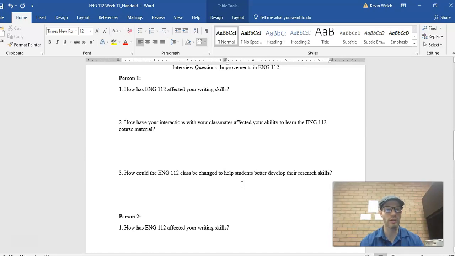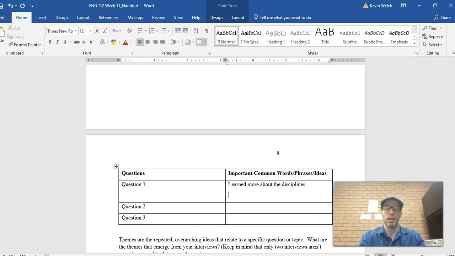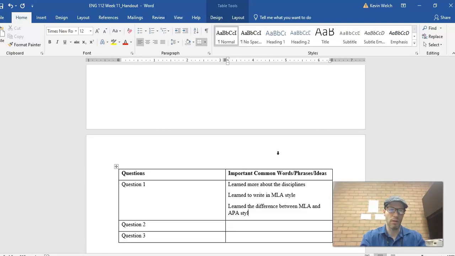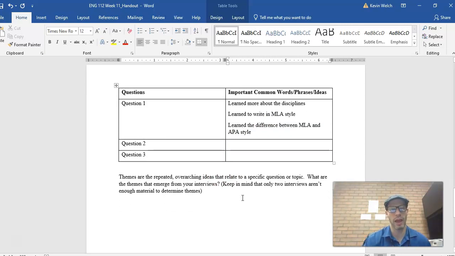So the question is, how has English 112 affected your writing skills? Maybe I saw that a common theme or a common phrase that came up was that people said they learned more about the disciplines, or maybe learned to write in MLA style, or learned the difference between MLA and APA style. It could be a number of things, right? So there could be like 3 common different answers to question number 1, and you would do the same thing for question 2, 3, and 4, all the way through 10, because 10 is like the limit that you're asking.